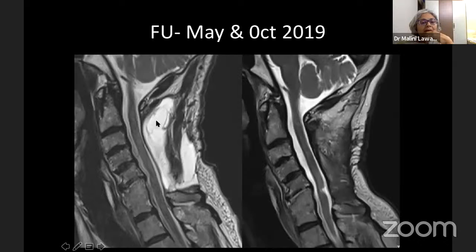For example, here again, this was early, and you can see this post-operative fluid collection. And this is a few months down the line, and you can see that the whole collection has completely resolved.